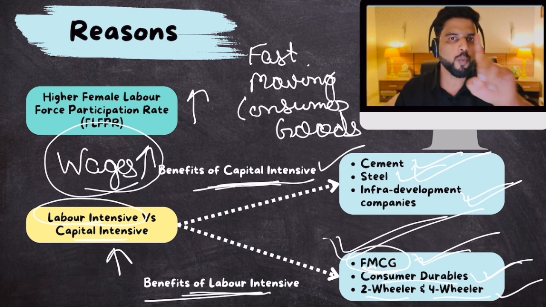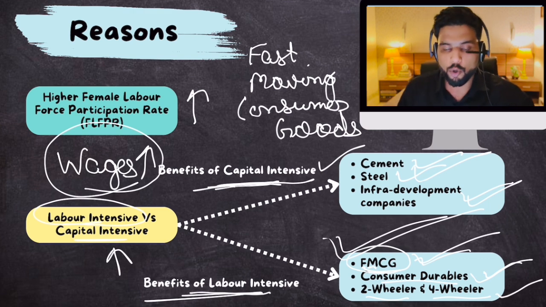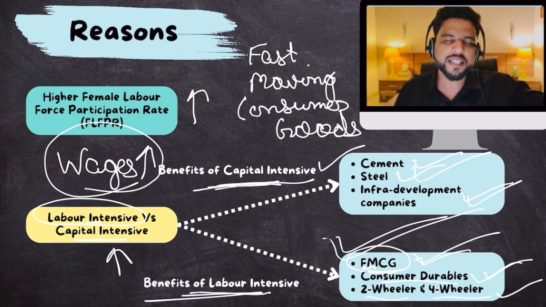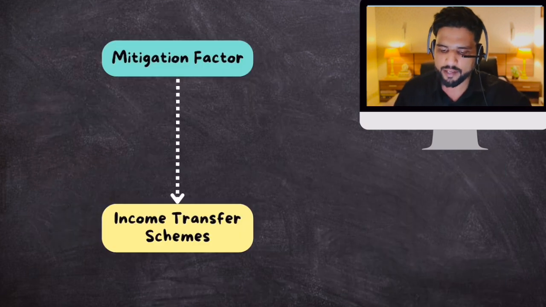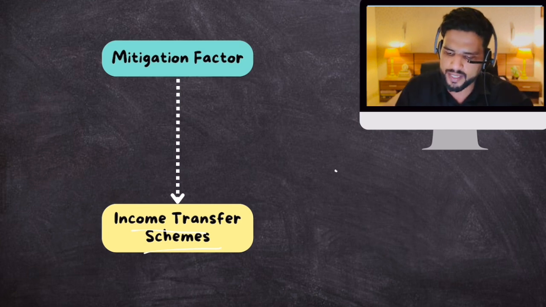Okay, though there is one good thing in all of this. What is that one good thing? Well, if rural wages are not increasing, the government is somehow compensating for that through various income transfer schemes. The government is transferring money directly into the bank accounts of people so that they are able to spend it on different goods and services. Even if their wages are stagnant, the government is helping them by transferring money into their bank account. For example, there are many schemes.